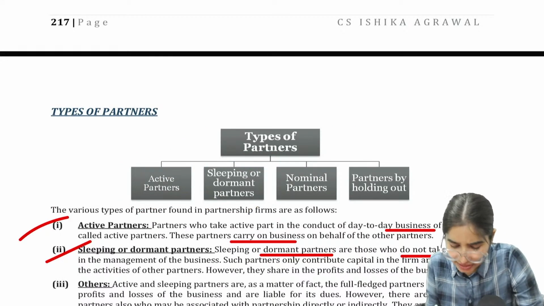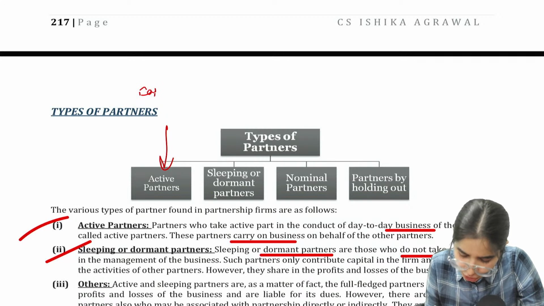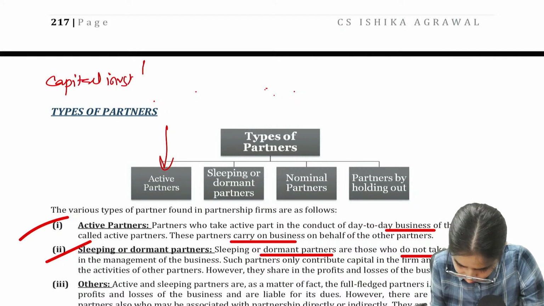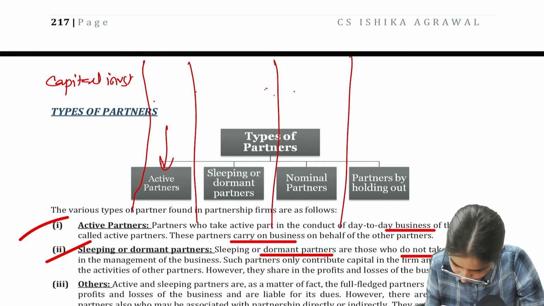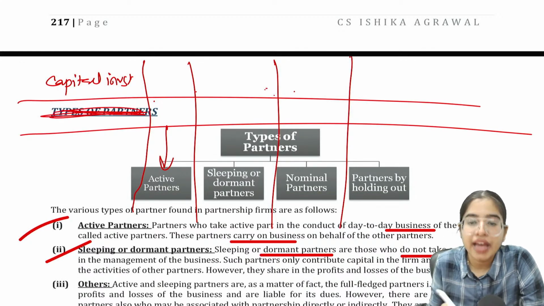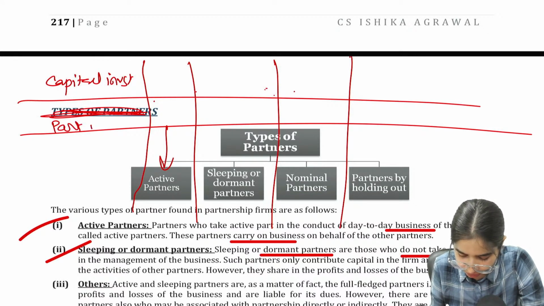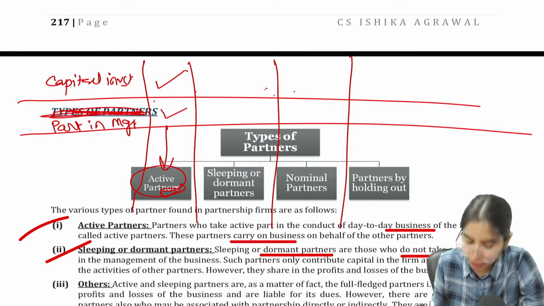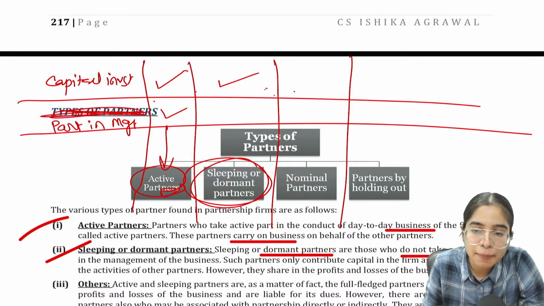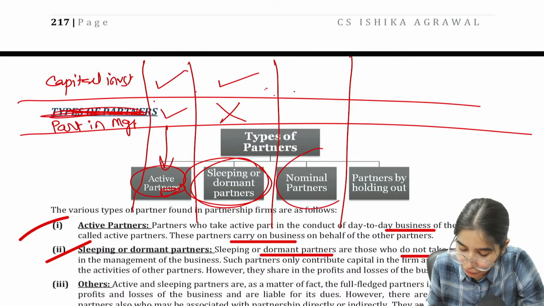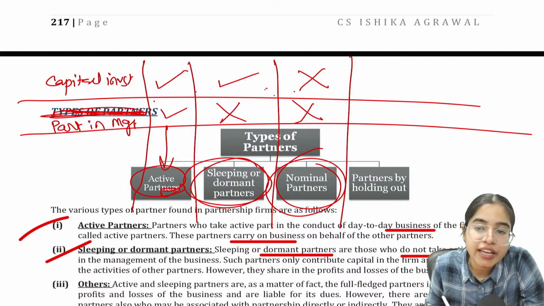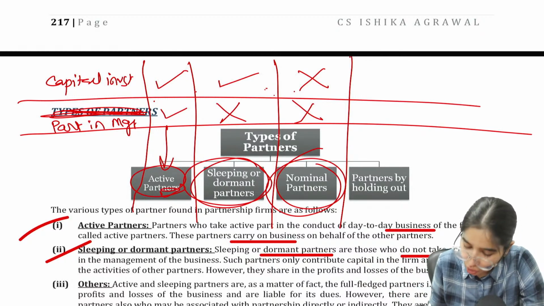Like if I say this, in this active partnership there is also capital investment, and taking part in management. So this active partner also makes capital investment, also takes part in management. If I talk about this sleeping partner, he makes capital investment but he doesn't take part in the management. If I talk about nominal partner, he neither makes capital investment nor takes part in the management. He only lends his name.